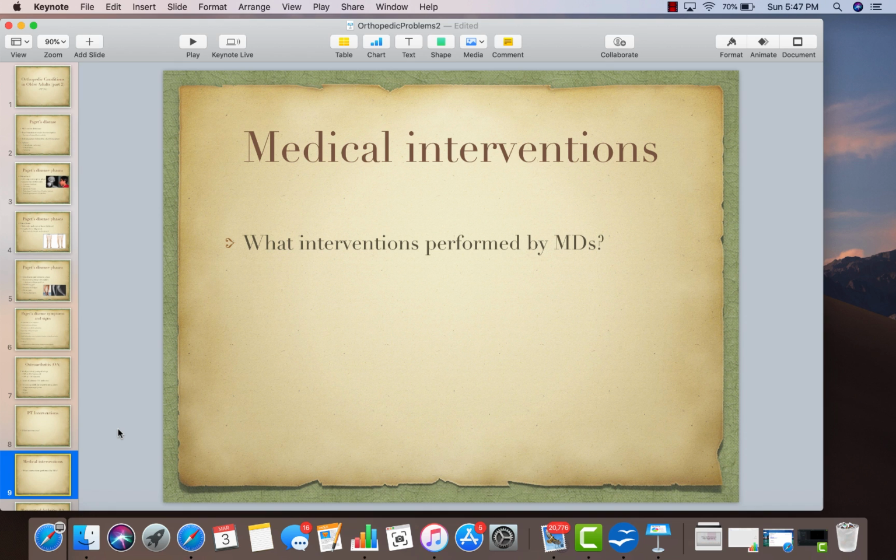And then other medical interventions that may be performed. Sometimes people have injections, synthetic type joint fluid, or maybe cortisone. And then eventually, maybe there's going to be so much wear and tear that the person needs a replacement of the joint.